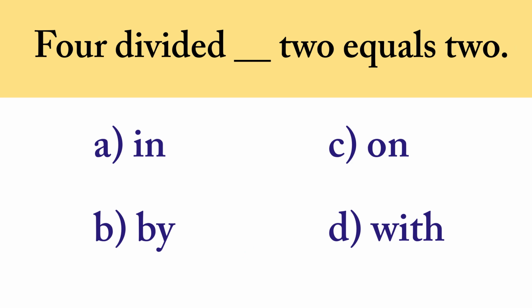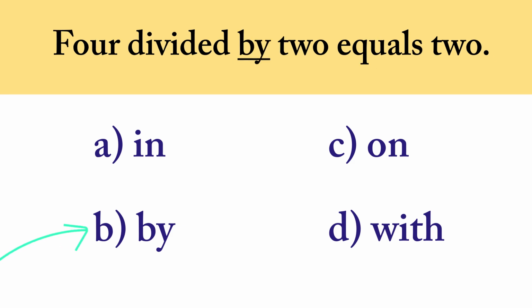Four divided, blank, two equals two. A, in. B, by. C, on. D, with. The correct answer is B. Four divided by two equals two.